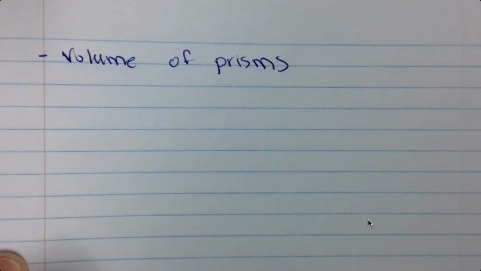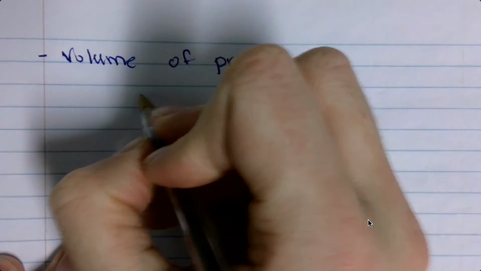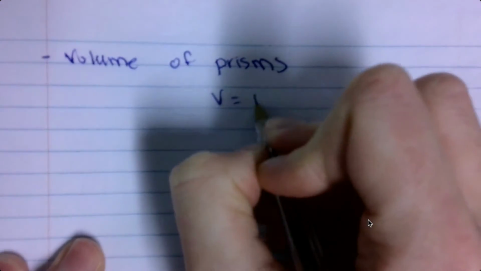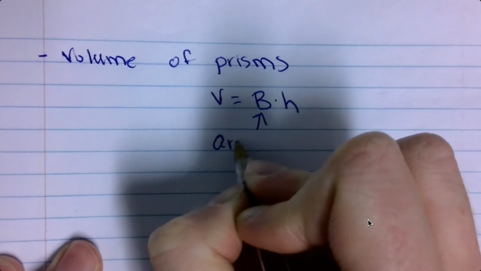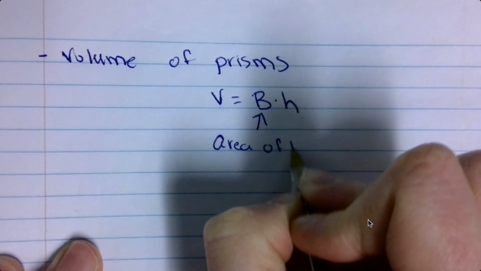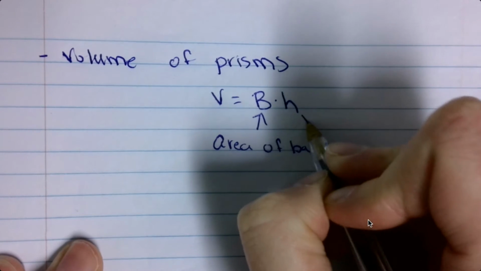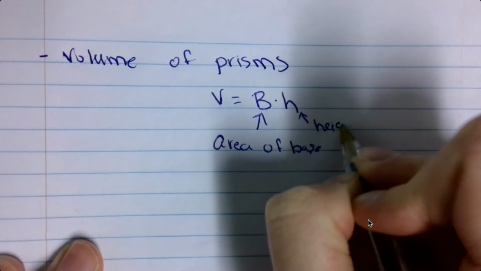All right, so now we are going to review volume of prisms. Volume of prisms. So again, it is going to be volume is your base times your height, where B is the area of base. Notice how the formula is not changing. And H is your height.